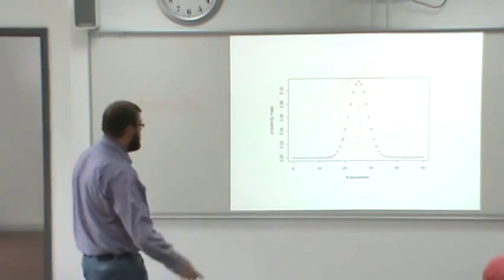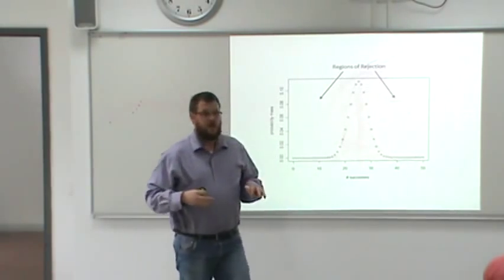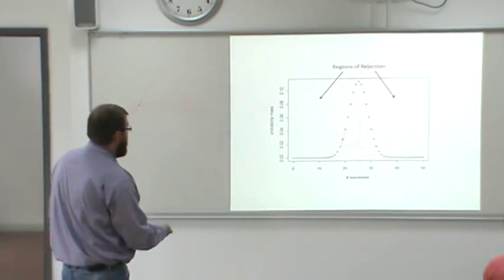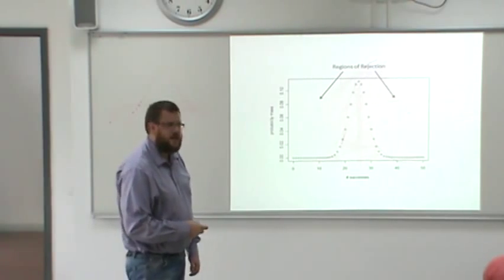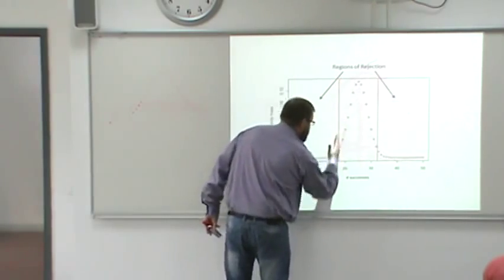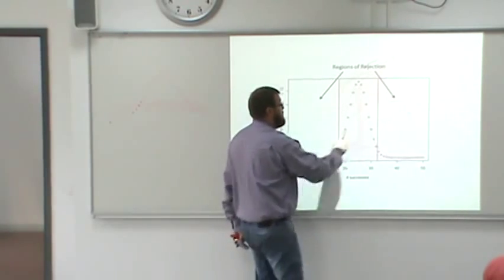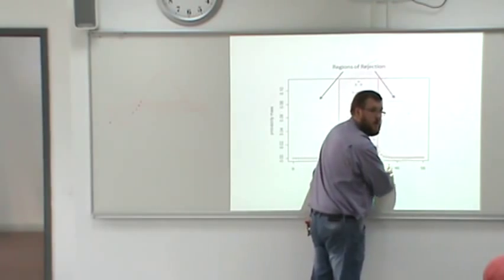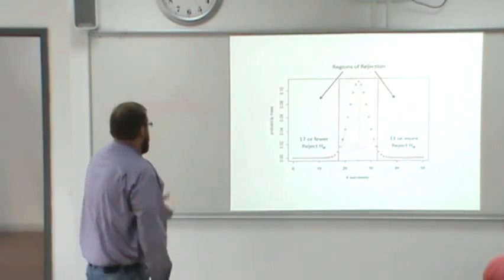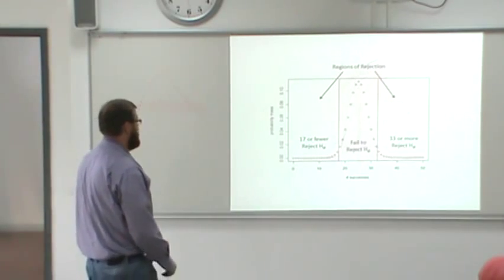So here's our probability mass function. Our regions of rejection are going to be over here, because we're interested in both tails. Applying the cutoffs at 17 and 33, we are going to reject the null hypothesis if we get 17 or fewer successes. We're also going to reject the null hypothesis if we get 33 or more. If we get somewhere in between, 18 to 32, you're going to fail to reject the null hypothesis.